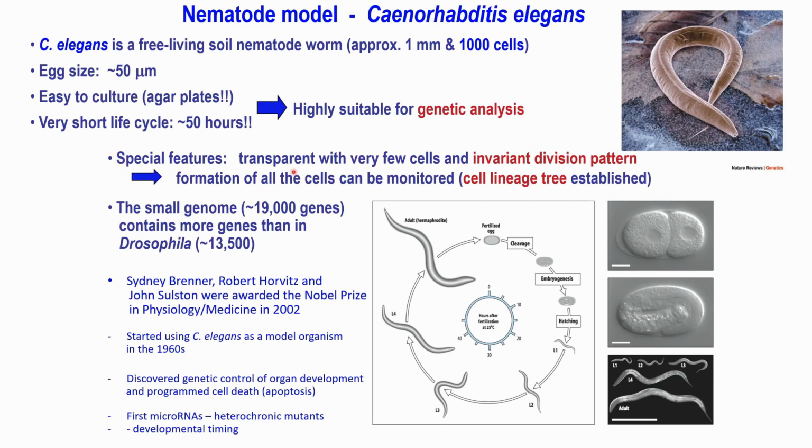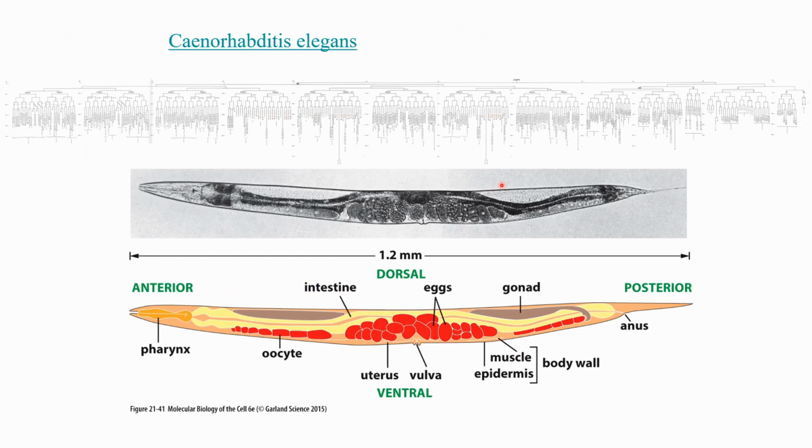Special features though, they are transparent, which is very good for imaging. They have few cells and they have an invariant division pattern. So this is something that's very particular to this animal, that they have a cell lineage that is well described. And on the next slide here, I just wanted to show that if we take the zygote starting here, I know this is difficult to read and you don't have to read it, but each branch point here is a cell division. And down here we have the terminal cells.